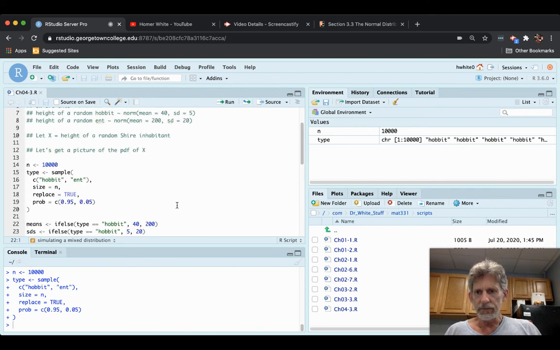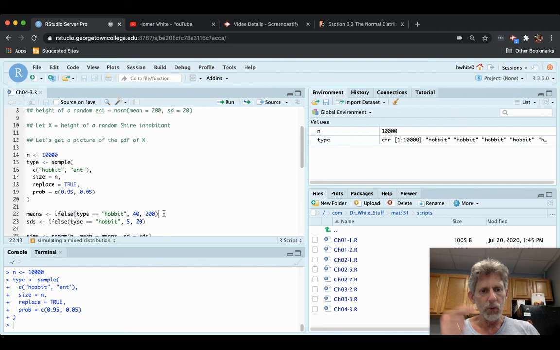Now I'm going to make a vector of what should be the mean height for each of my creatures. If the creature is a Hobbit, the mean should be 40. If the creature is an ent, the mean should be 200. There's a great way to make these means. It's the ifelse function. The first thing you give to the ifelse function is a little conditional, a little statement that either comes out true or false. And then when it comes out true, you stick in this first value. And then when it comes out false, you stick in the second value. That's how the ifelse function works.